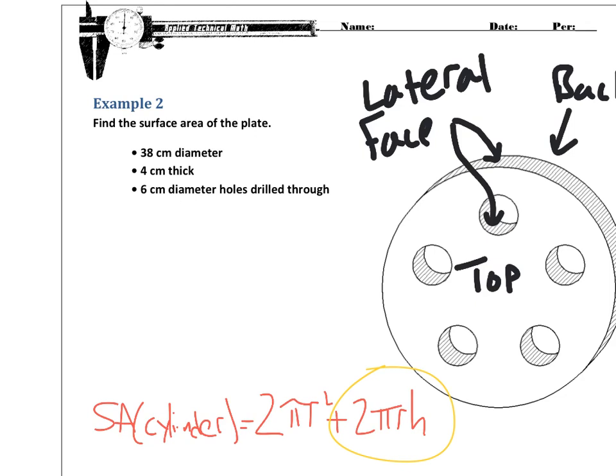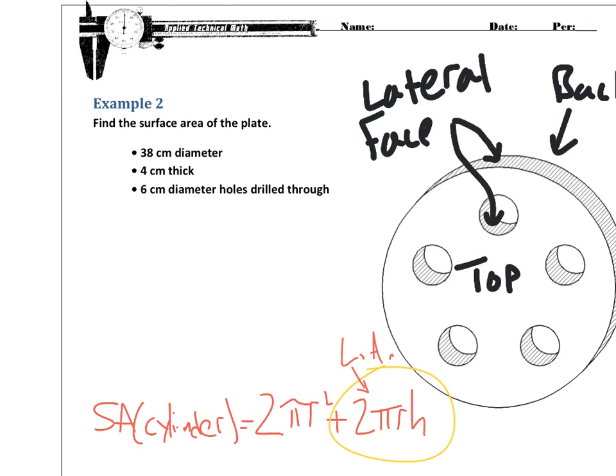We're going to need the lateral area of 2 pi r(h). That's what we're going to use there. We'll call that the LA, the lateral area. All right, great. Well, let's start with this. Let's find the area of the top.